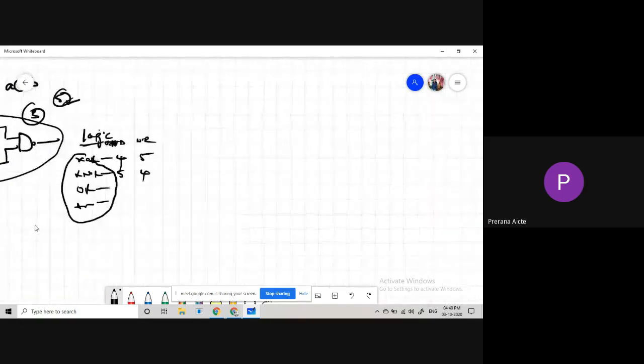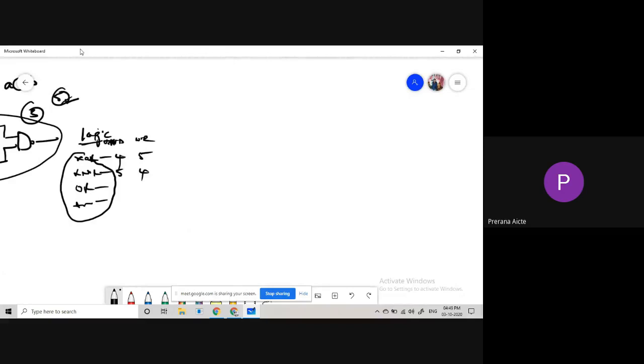The next question: how many NOR gates are required for this one? (A plus B) into (B plus C) into (C plus A). If the expression is like this, how many NOR gates are required?